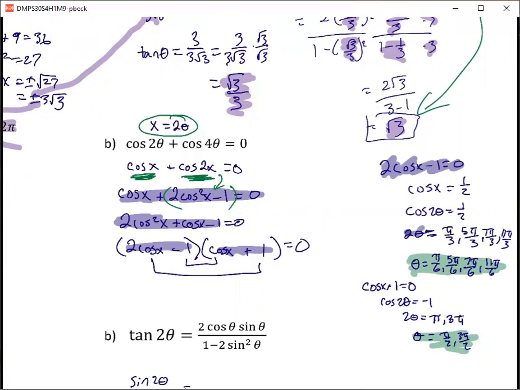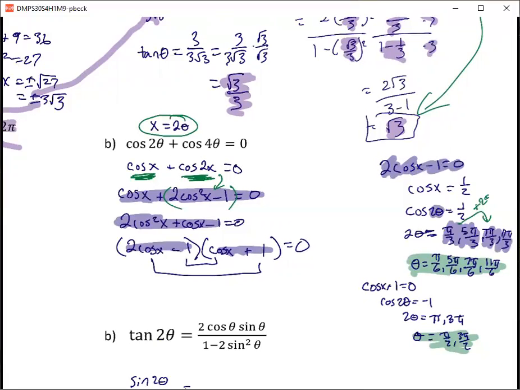Now, remember, we get to a point where x represented cosine of 2 theta. So if you remember, we set 2 theta equal to 2 full rotations. The first rotation, where cosine equals 1/2, is pi over 3 and 5 pi over 3. The second rotation is 7 pi over 3 and 11 pi over 3, and that's because we add 2 pi to each one of these.